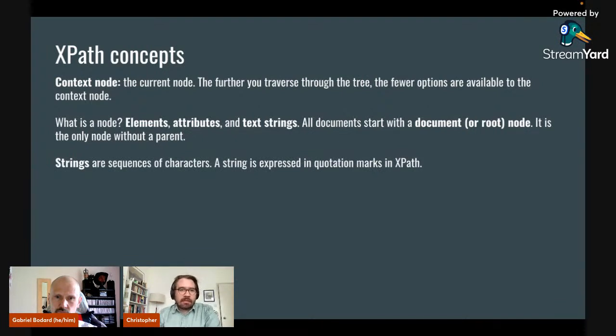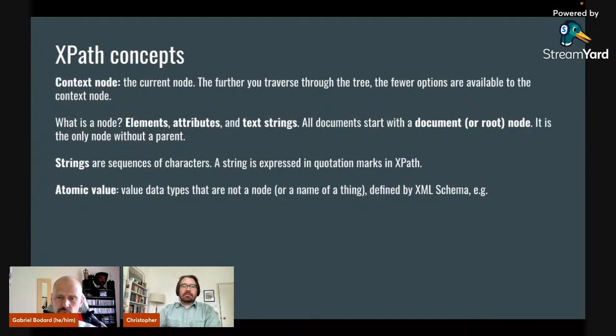Strings, on the other hand, are sequences of characters within element names. They're strictly nodes, but they are distinct from elements because they're just plain text and sequences of characters. And a string is expressed in quotation marks in XPath, whereas elements are not expressed in quotation marks and attributes are expressed with the @ sign.